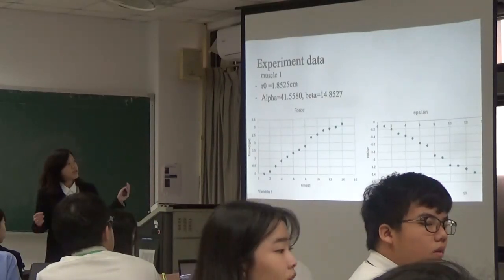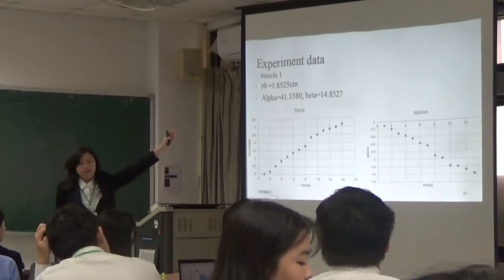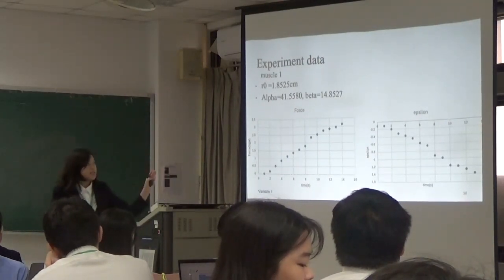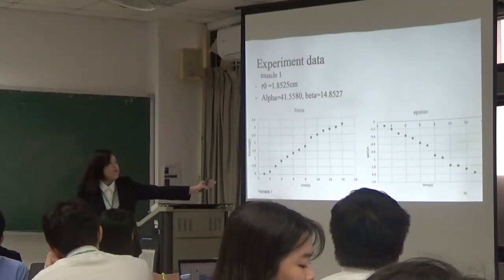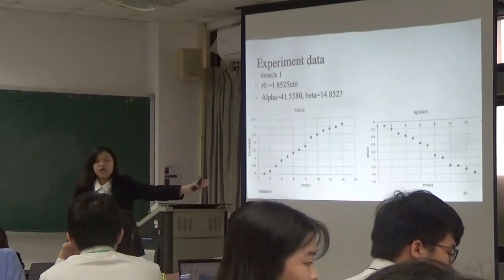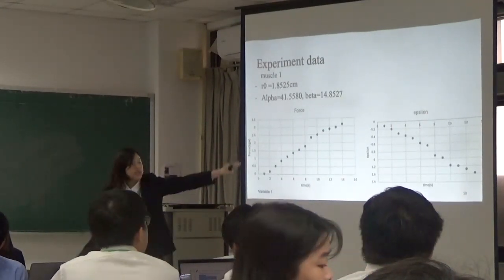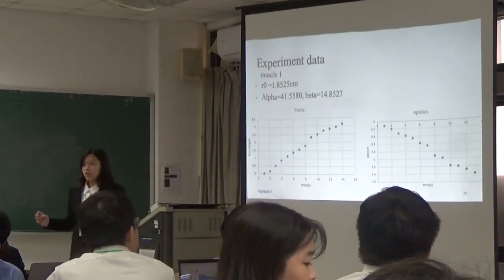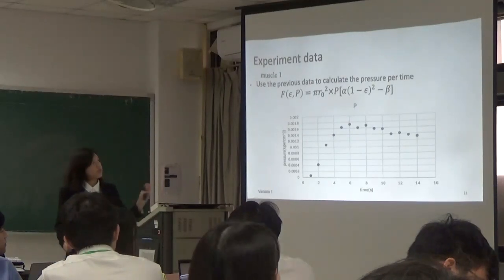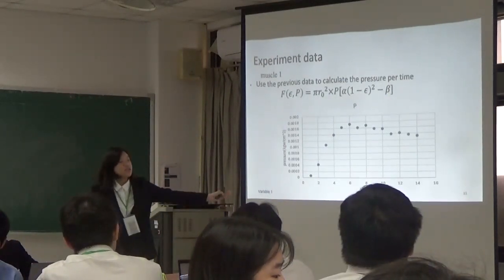And this is my data of muscle 1. R0 equals 1.8525 centimeters, and alpha equals that, beta equals that. And this is the chart of the force. This is every amount of time I measured, and this is the force. Well, that is the chart of epsilon. This is every amount of time I measured, and this is epsilon. Epsilon is a ratio, so it doesn't have a unit. This is the experiment data of muscle 1. I used the previous data to calculate the pressure per time. And this is the chart of the pressure.